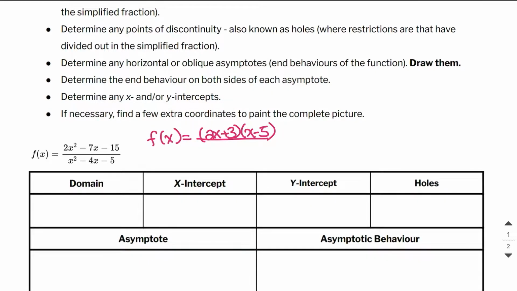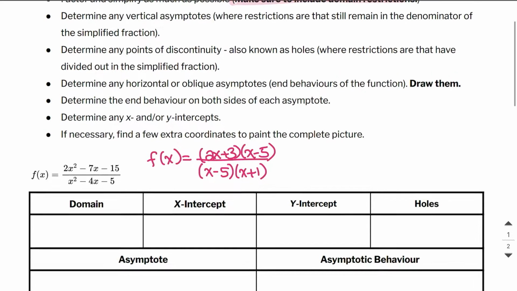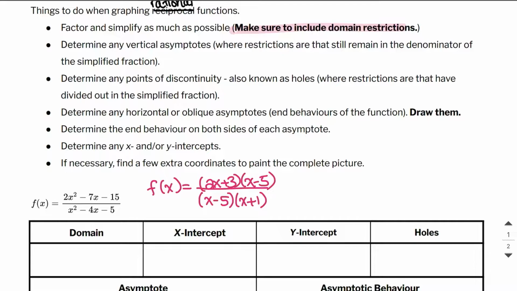The denominator is much easier to factor because of that leading coefficient of 1. So I will factor this as x minus 5 and x plus 1 right here. And then it says right here to factor and simplify. So we've done the factoring, but we need to simplify still.